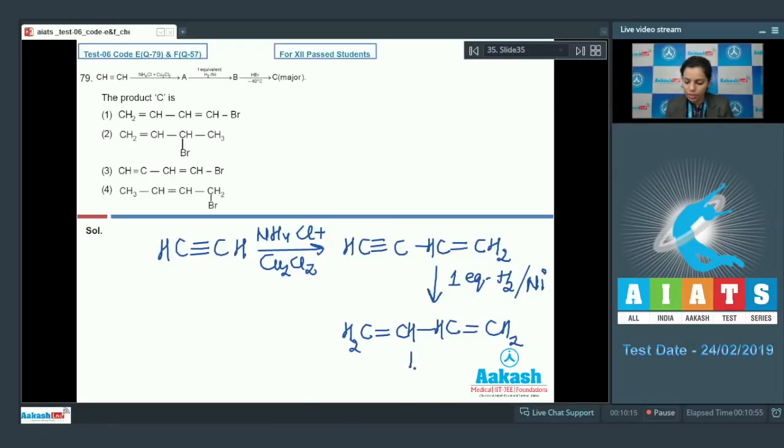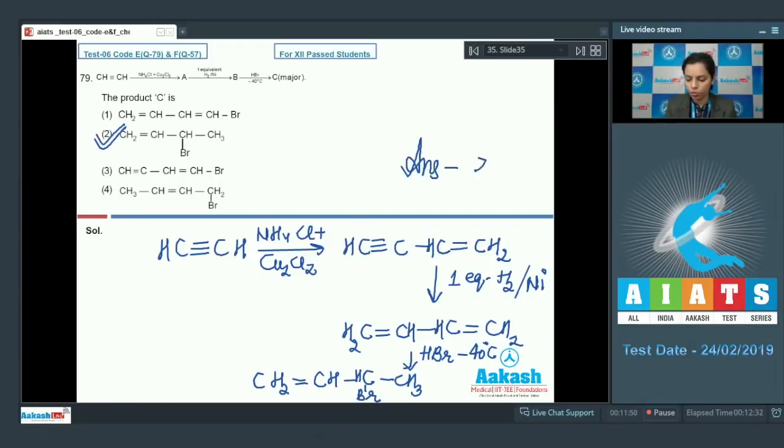Now, after that, you are adding HBr. What's the temperature? That is minus 40 degrees Celsius. What would be the product that's formed here? In this case, the product formed is CH2=CH-CHBr-CH3. That's the Markovnikov addition. And this is formed as the major product after Markovnikov addition. And where is this alkene given? This is given here in option 2. Just choose it as the correct option.